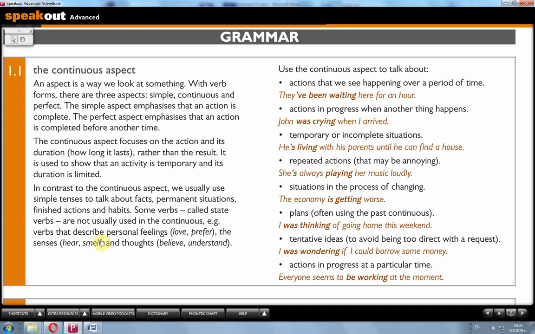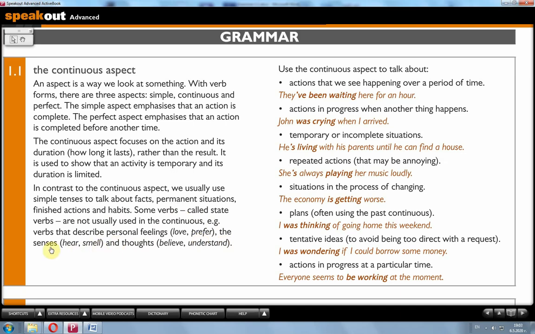For example, verbs that describe personal feelings, or verbs of preference like love, hate, prefer, and so on. You can remember these from McDonald's motto, which is "I'm loving it," which is technically grammatically wrong, but it attracts attention as a good advertisement.